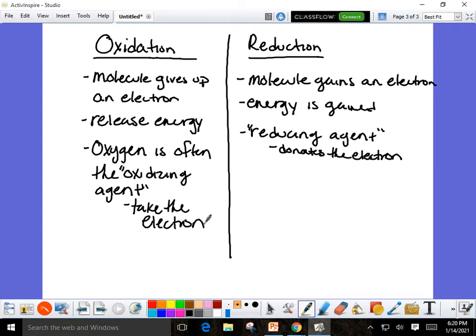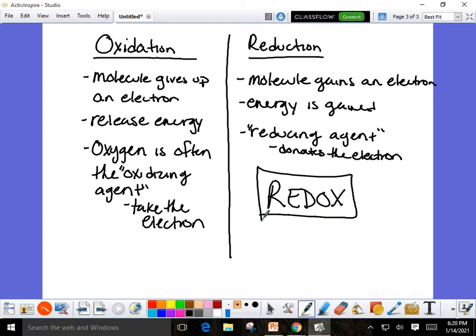All right, so now what you are probably thinking is that if one molecule gives up an electron, then there has to be another molecule that gets that electron. So wherever there's an oxidation reaction, there is also a reduction reaction. We call those, because they are always coupled, redox reactions. When something becomes oxidized, something else becomes reduced.